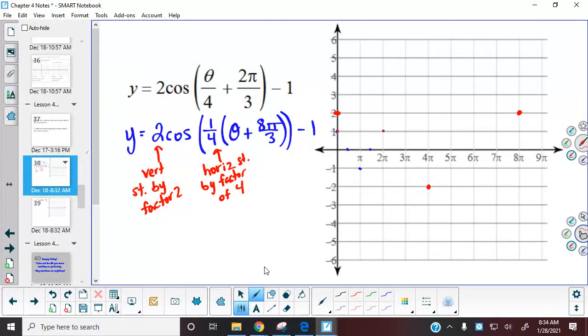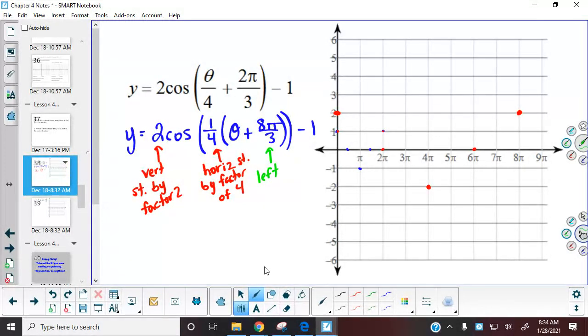Halfway between that is my minimum. Halfway between that are my x-intercepts. So that's going to be at 2 and 6 pi. So I kind of just cut things in half to get my framework. Now, what we're going to do then to finish is go ahead and do our translations. And if we notice here, this is telling us that we're going left.